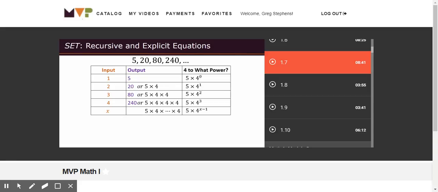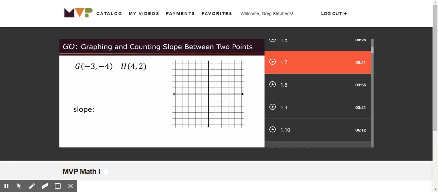In this problem, 2 points and a slope are given. Plot and label the 2 points on the graph. Draw the line segment between them, then sketch on the graph how you count the slope of the line by moving up or down and then sideways from one point to the other. Let's start by graphing the points: G, which is negative 3, negative 4, and point H, which is 4, 2. If you don't recall how to graph points, refer to the Go section in Ready, Set, Go 1.1.